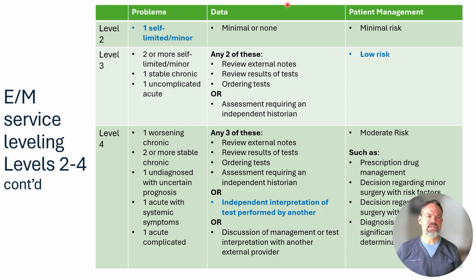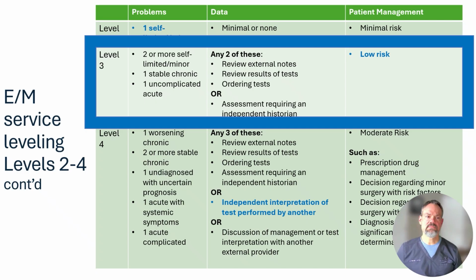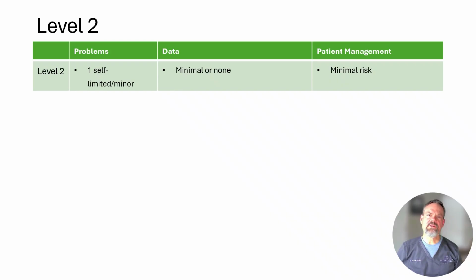And in this final example, we've met a level 2 here, a level 4 here, and a level 3 here. So that is 1 in each level. So how do we code it? We code it as a level 3 because we have 1 in each. So let's dig in a little deeper to the requirements for these different levels.